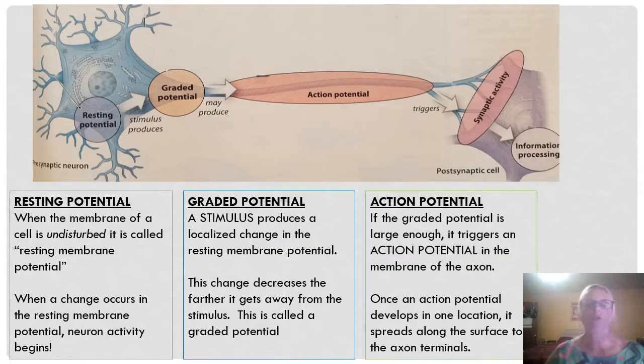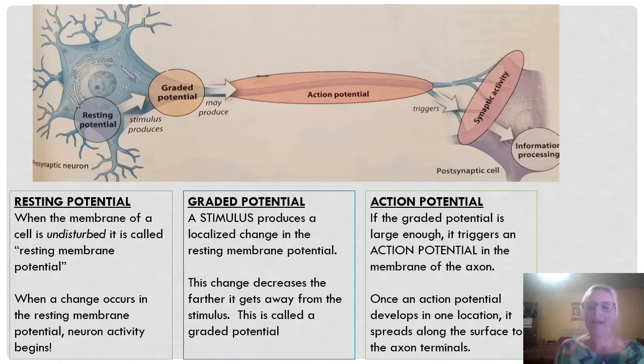All right, so we already talked a little bit about resting potential and touched a little on action potential. So let's look at those, and we're going to add in a graded potential. Graded potential you need to understand, but resting and action is really the most important, okay? And so resting potential, that's when the membrane of the cell is, we say, undisturbed, even though technically those things are still happening, but we have that resting potential membrane.